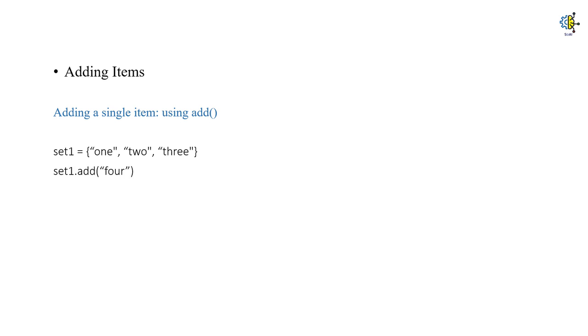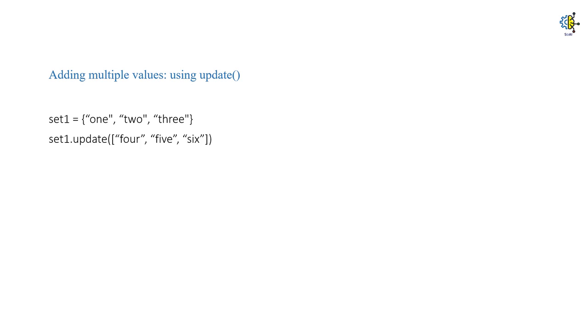Now, how do you add items to an existing set? In order to add a single item to an existing set, we can use the add method. Here we have the set set1 whose values are 1, 2 and 3. Now I have done set1.add and I am adding the value 4. If I print set1 now, you can see that the value 4 has been added along with the existing values 1, 2 and 3.